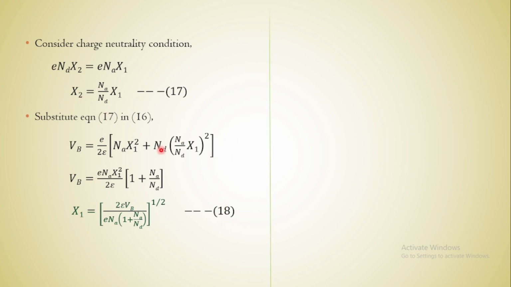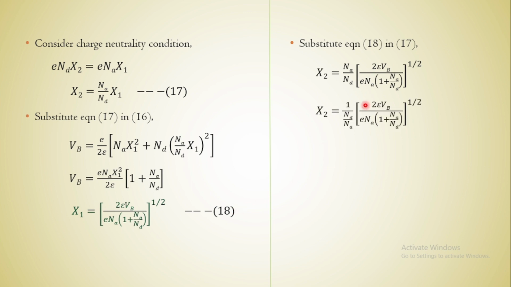and based on the same we can also find out the x2 value, that is, substituting the value of x1 in equation number 17. So in place of x1 we are substituting this value, then we need to simplify. So here Na is taken to the denominator, so it will be 1 divided by Nd by Na, so that we can take this inside the bracket.